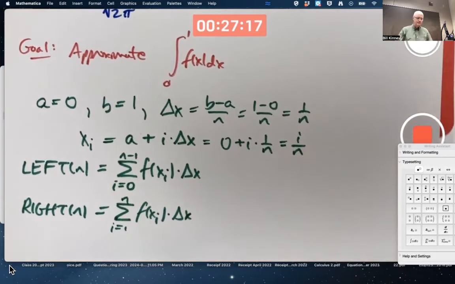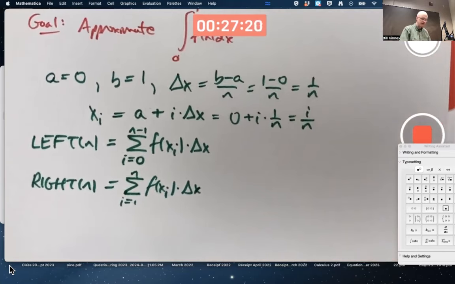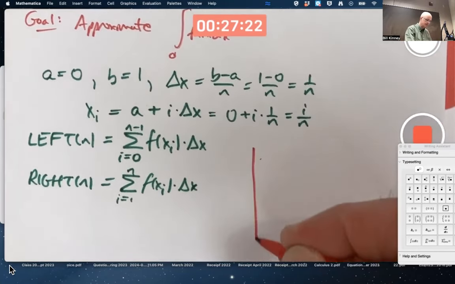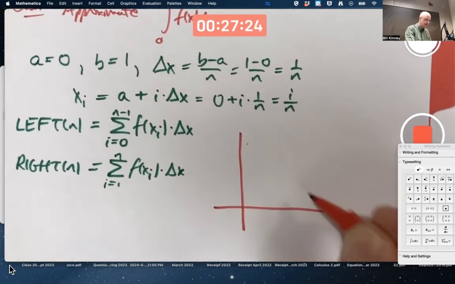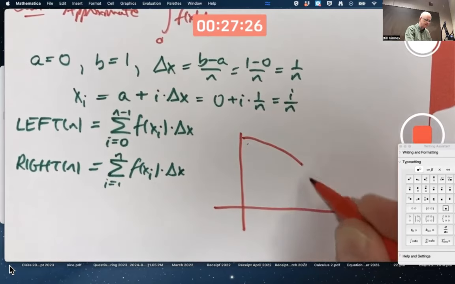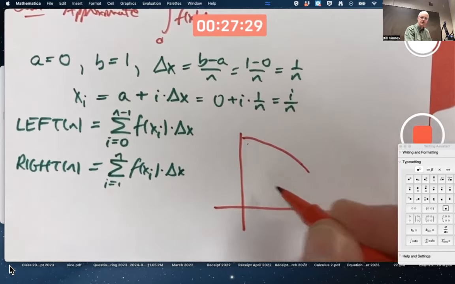If your graph is decreasing, as our graph is here, so our graph, we're just focused on the interval from 0 to 1, is a decreasing function.